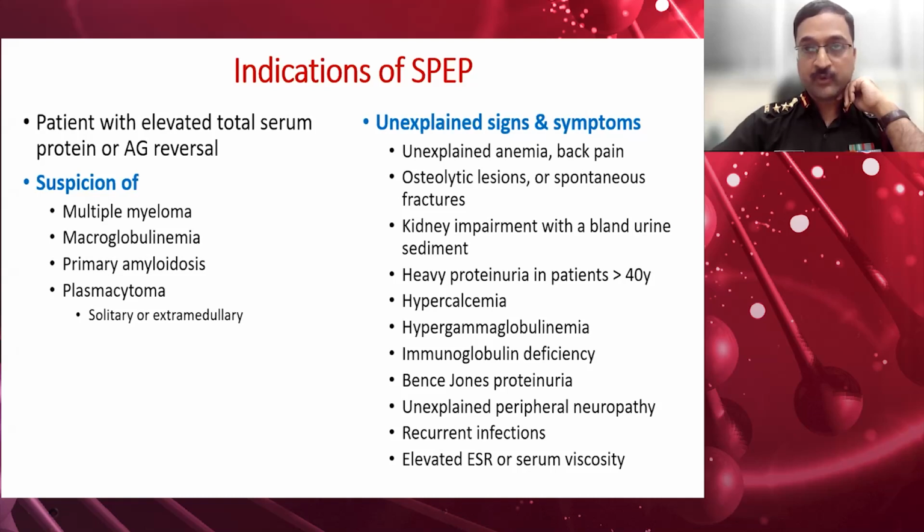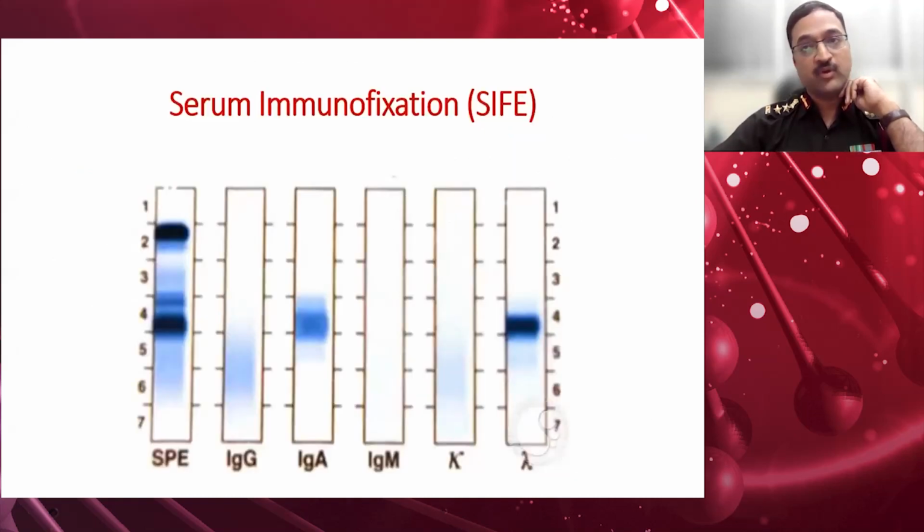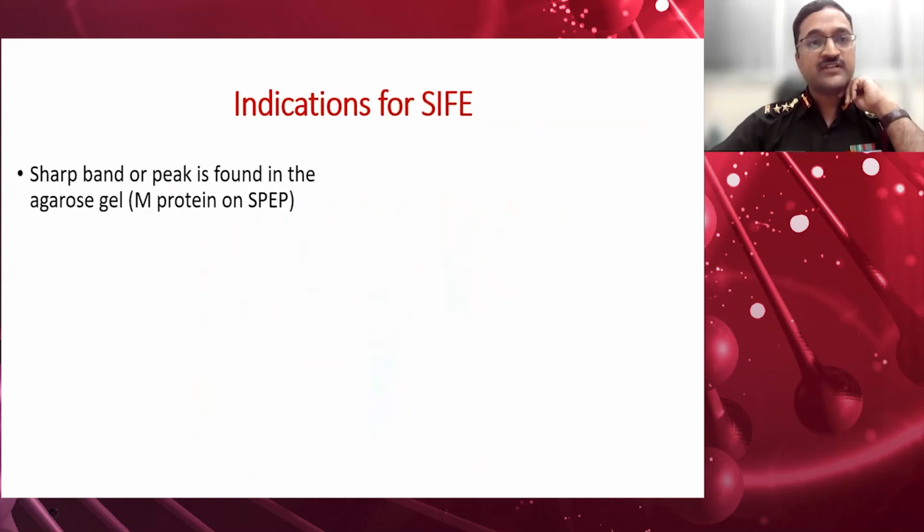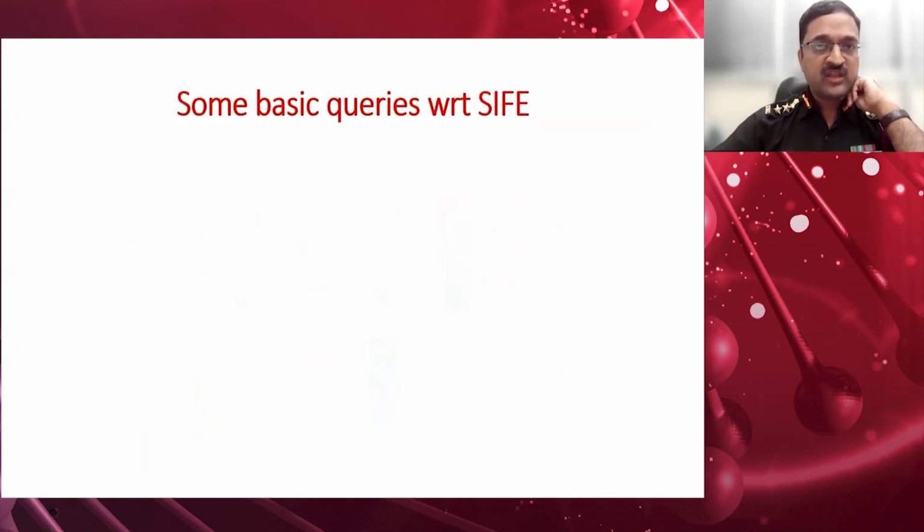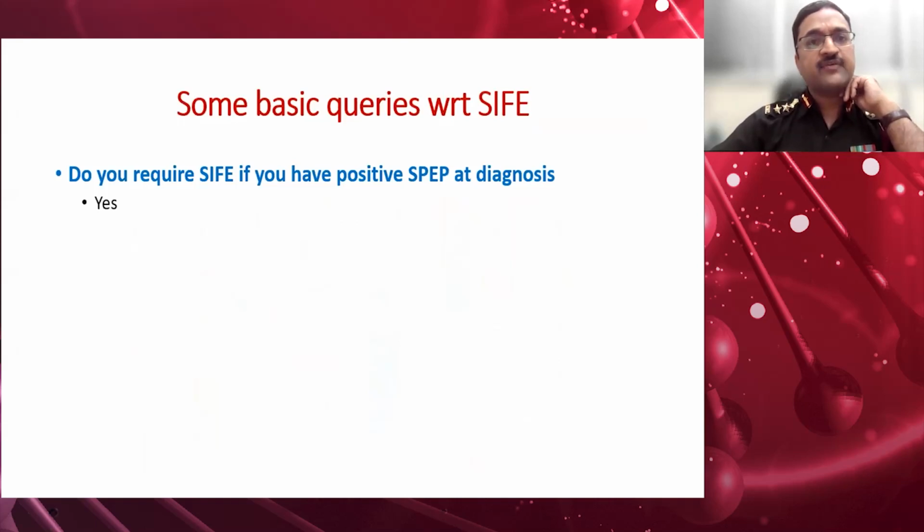Now, after we have done protein electrophoresis, this only gives you a quantitative estimation. It needs to be qualified by using something known as serum immunofixation. The indications for serum immunofixation are those patients who have a sharp band or a peak in the agarose gel protein electrophoresis; they have to be subjected to immunofixation. Now, there are a few queries before we go ahead with the immunofixation. Do you require SIFE if you have a positive SPEP at diagnosis? The answer is yes.